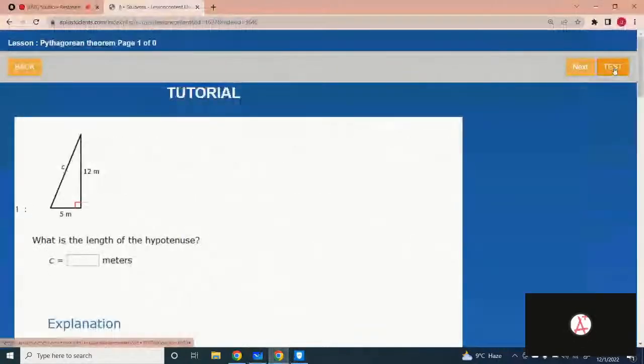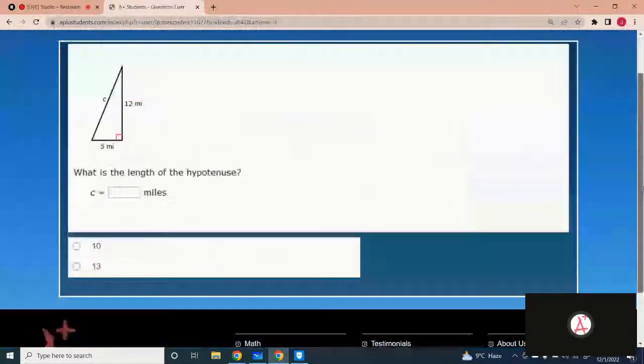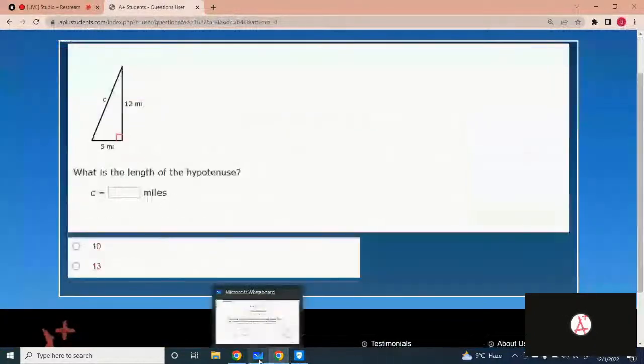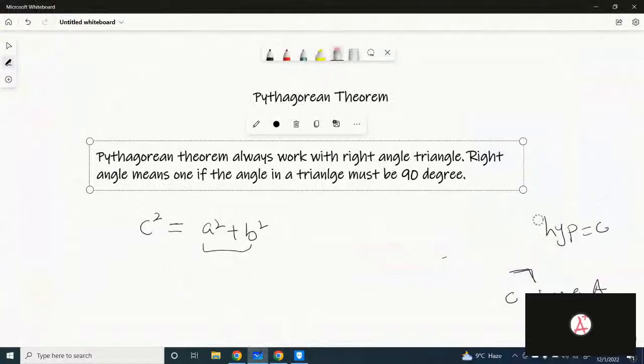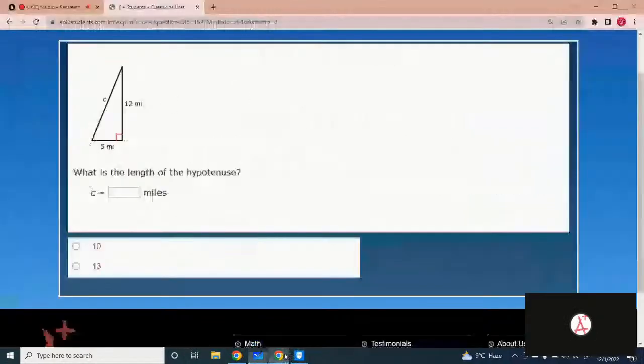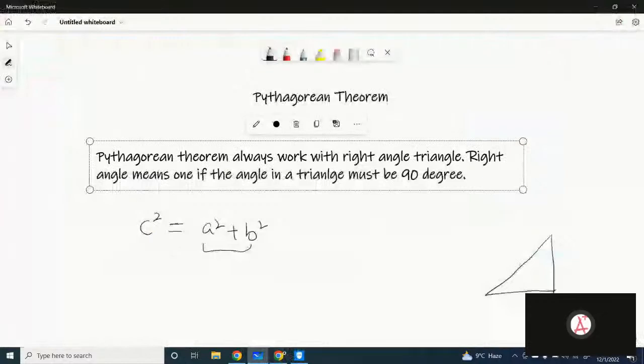Okay, let's start with the test questions. Here is a right angle triangle with 12 and 5. Let me draw the triangle that looks like the one in the question. Okay, here is the triangle. It would be 12 miles and 5 miles. So you have to find the hypotenuse, or you can say you have to find the side length of side C.